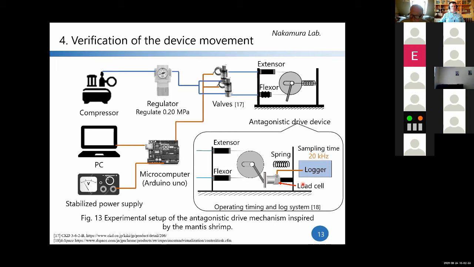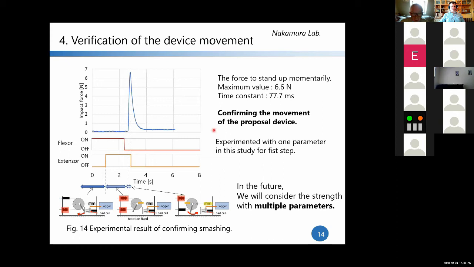Figure 14 shows the experimental result. The y-axis is force and the x-axis is time. The figure below is the timing chart of applying air to the flexor and extensor and the motion image of the device. From this result, the force to smash momentarily is confirmed. The maximum force is 6.6 Newton and the time constant is 77.7 milliseconds. From the above result, I confirmed the feasibility of the movement of the device, of the model.